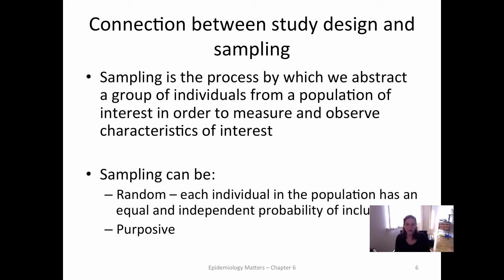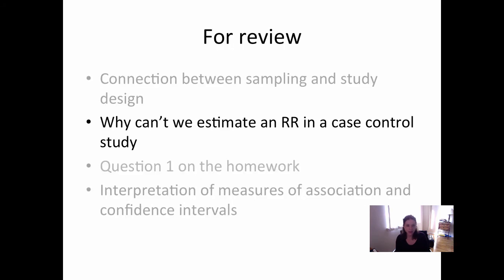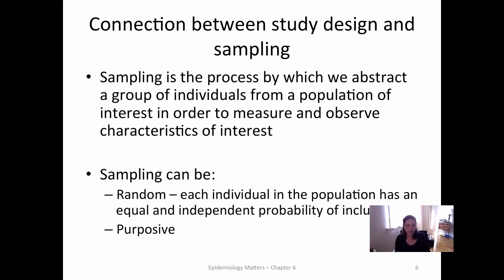So, in summary, sampling is the process by which we abstract a group of individuals from the population of interest in order to measure and observe a characteristic of interest, and this sampling can be random or purposive. And to go back to that for a second, however, study design, whether random or purposive, can follow people forward in time, can be on the basis of disease, or can be at a single point in time. So study design and sampling are two different components of how we put together the study.